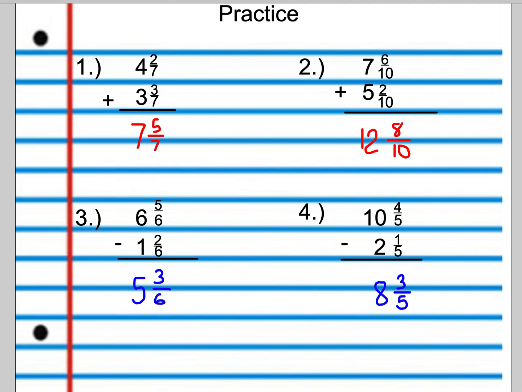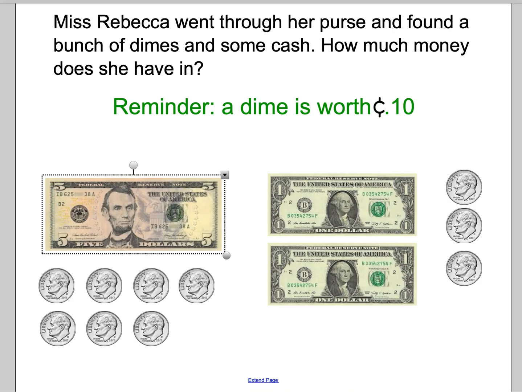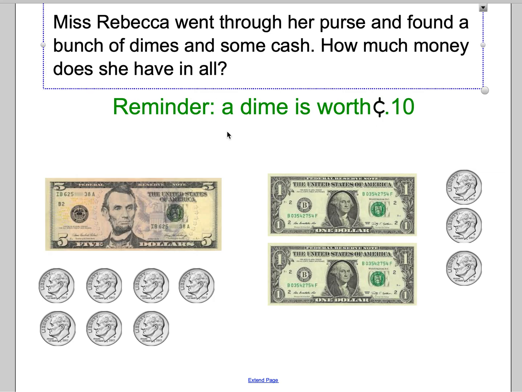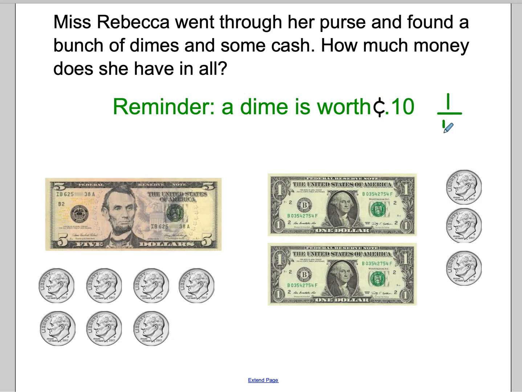Now let's go to a different concept, and it is when we add things together and we create a new whole. So Miss Rebecca went through her purse and her car, and she found a bunch of dimes and some cash. Well, how much money does she have in all? So first off, it's important to know that a dime is worth 10 cents, but a dime is also represented as 1/10. It would take 10 dimes to equal a whole dollar. A dime is worth 10 cents, but it's also a tenth of a dollar.